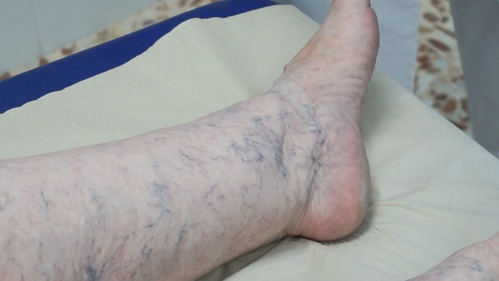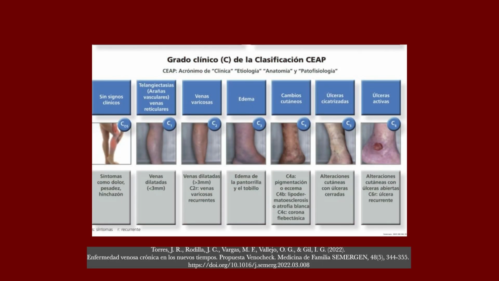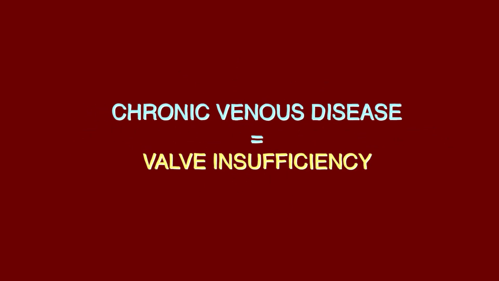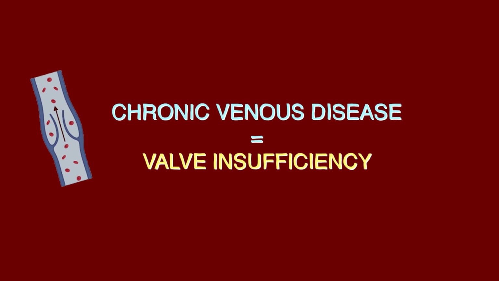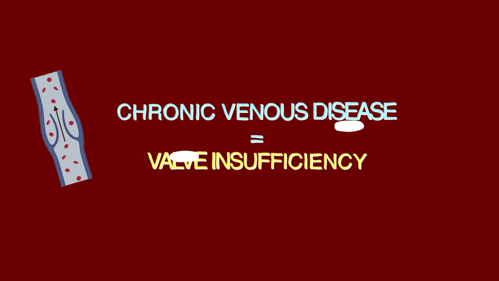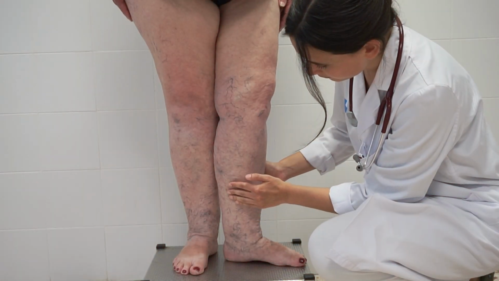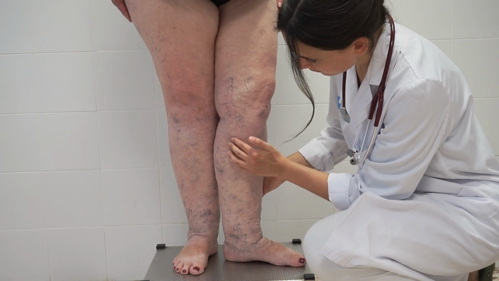With this, we will move on to explain the classification of chronic venous insufficiency, which is done using the CEAP classification ranging from 0 to 6. Level 0 indicates no visible or palpable signs, up to level 6, which includes eczema and ulcers. Remember that in chronic venous disease, there is abnormal blood flow in the veins due to valve insufficiency, and the most common manifestation of this is varicose veins.